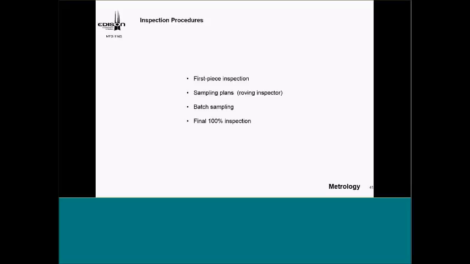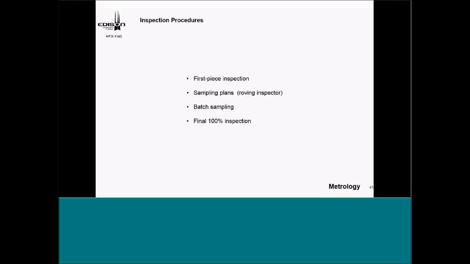I'll ask, as you look at that, which one do you think is really going to give us quality? Of course they'll say the final 100% inspection is going to do that. Because with first piece, you could have an error in the second piece. Sampling plans are open-ended, and batch sampling is open-ended. So, final 100% inspection.